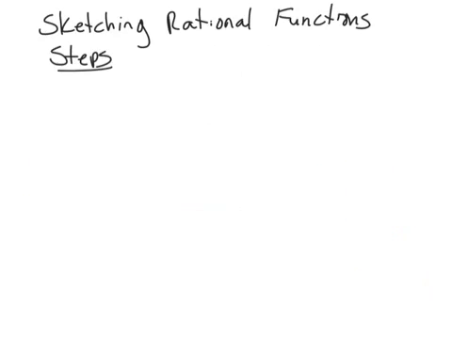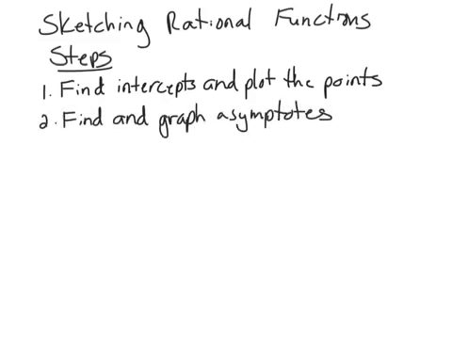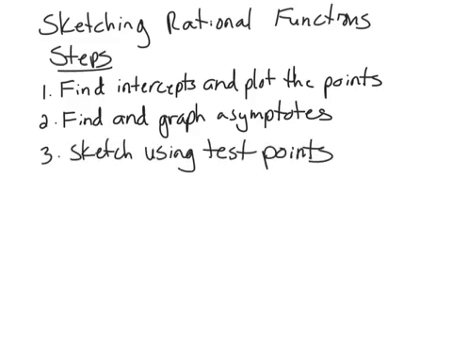Alright, now I'm going to walk you through how we can sketch rational functions without using our calculator. So we're going to list some steps first. To do this, we're going to find the x and y intercepts, and we're going to plot those points on the graph. Then we would find the vertical and the horizontal asymptotes, and we would put them in as dashed lines. Finally, we would sketch our graph using the points that we graph, the asymptotes, and then some test points to figure out which side of the asymptote the graph is going to be on. So I will walk through these steps with an example here.